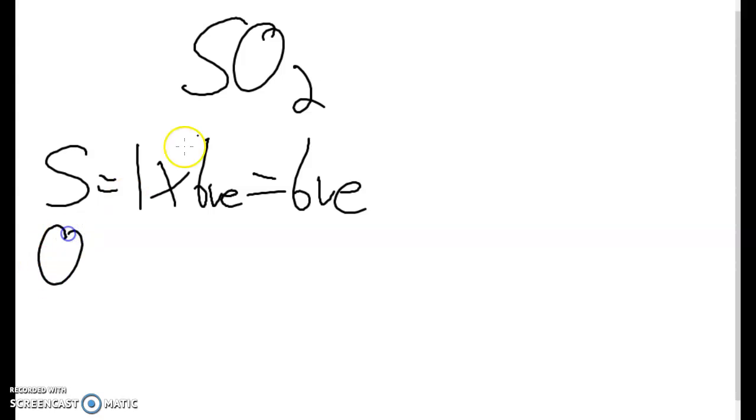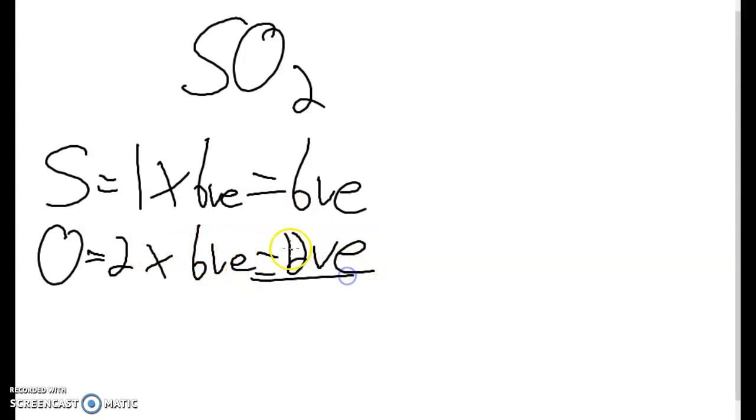All right, oxygen, subscript of 2, so I have 2. It's also in group 16, so it's going to have 6 valence electrons. 2 times 6 is 12 valence electrons. 12 plus 6 is 18, so I must use 18. No more, no less. Next, I'm going to draw my skeleton structure.